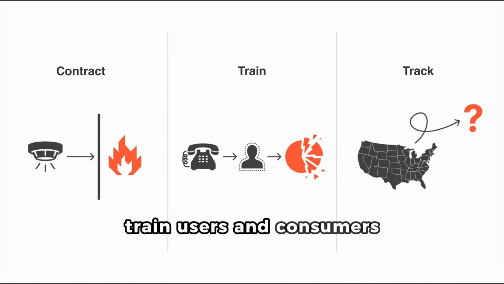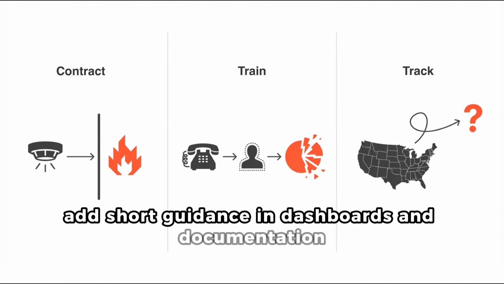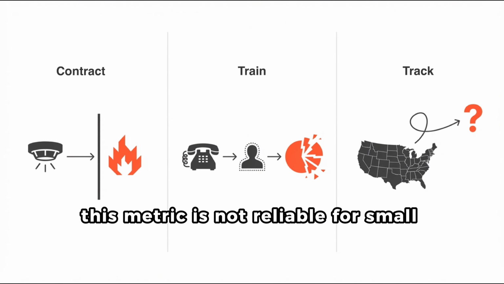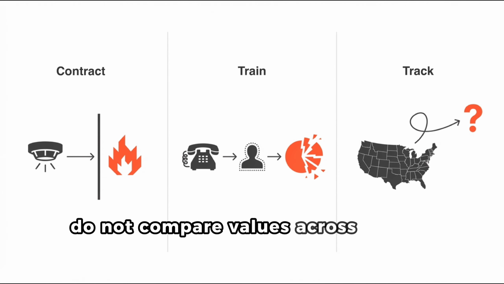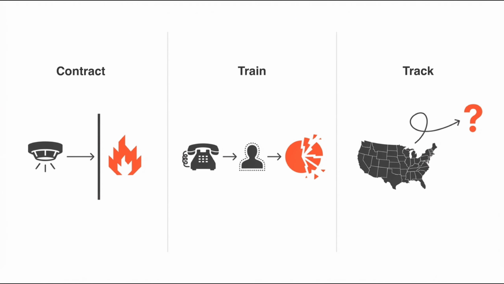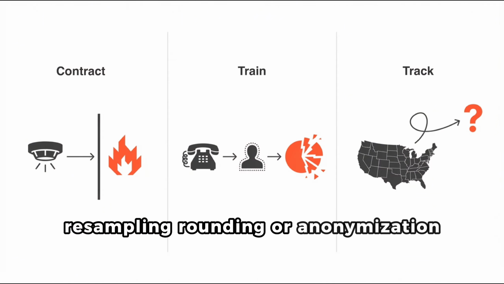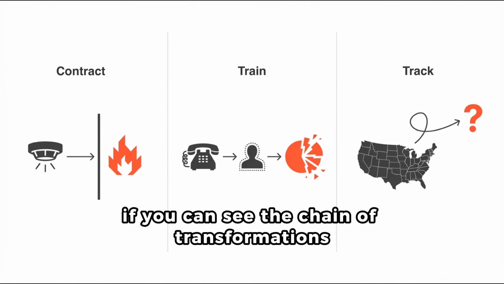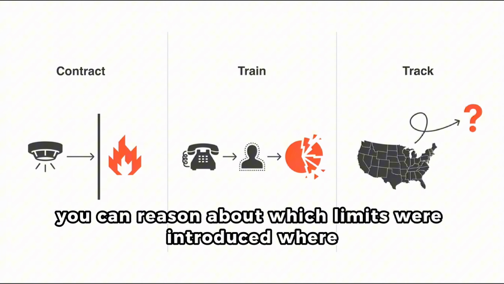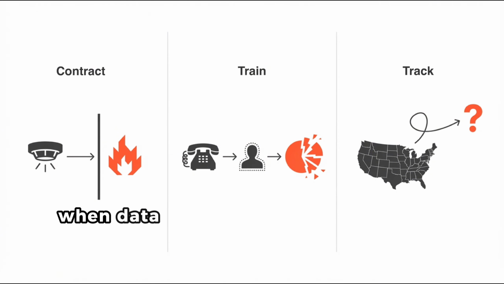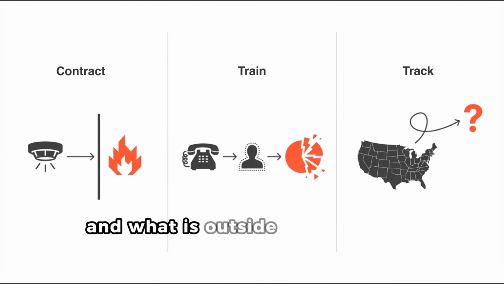Train users and consumers. Add short guidance in dashboards and documentation. "This metric is not reliable for small sample sizes." "Do not compare values across regions without currency normalization." These tiny notes prevent big mistakes. Track provenance and transformations. Limits often arise from upstream transformations. Resampling, rounding, or anonymization. If you can see the chain of transformations, you can reason about which limits were introduced where. Use explicit contracts. When data crosses a boundary between teams or systems, the contract should state the limits. Contracts should include both what is guaranteed and what is outside the guarantee.